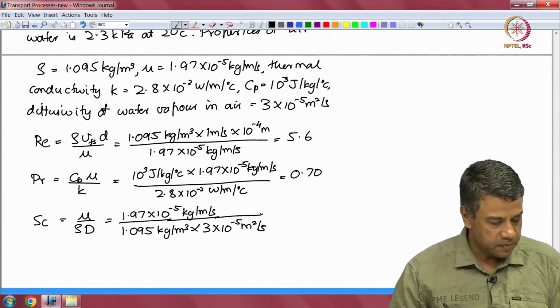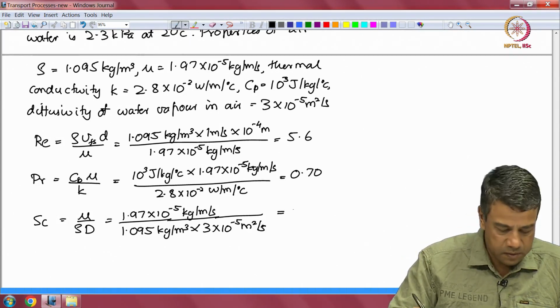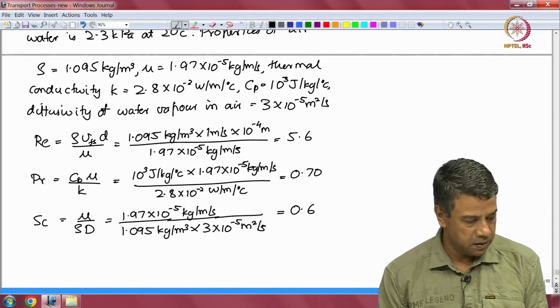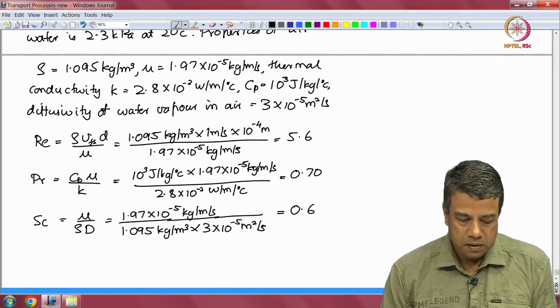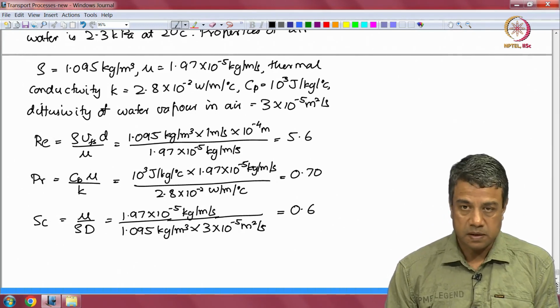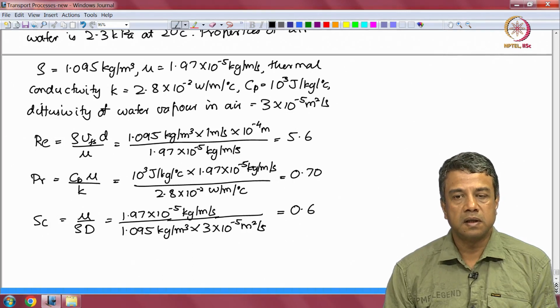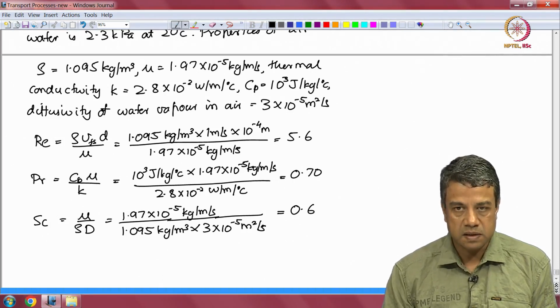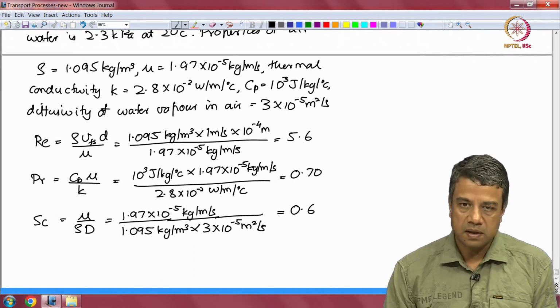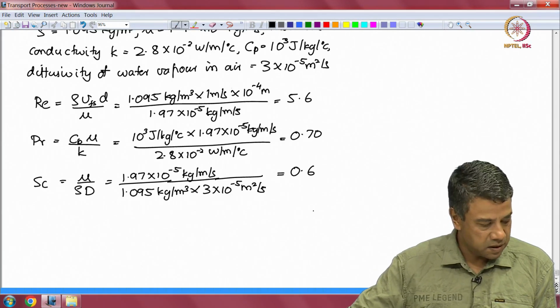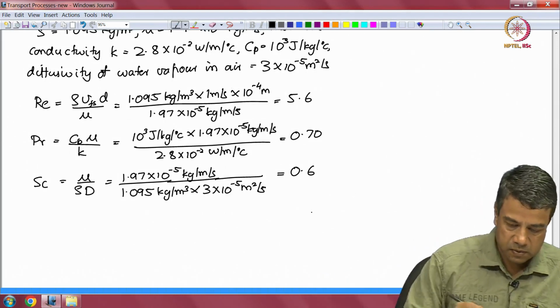Verify once again it is dimensionless. This turns out to be equal to 0.6. So, now we have the Reynolds, Prandtl and Schmidt numbers, and from that we have to determine the dimensionless fluxes, and from that back out what are the dimensional fluxes. So, the dimensionless fluxes are the Nusselt number and the Sherwood number.